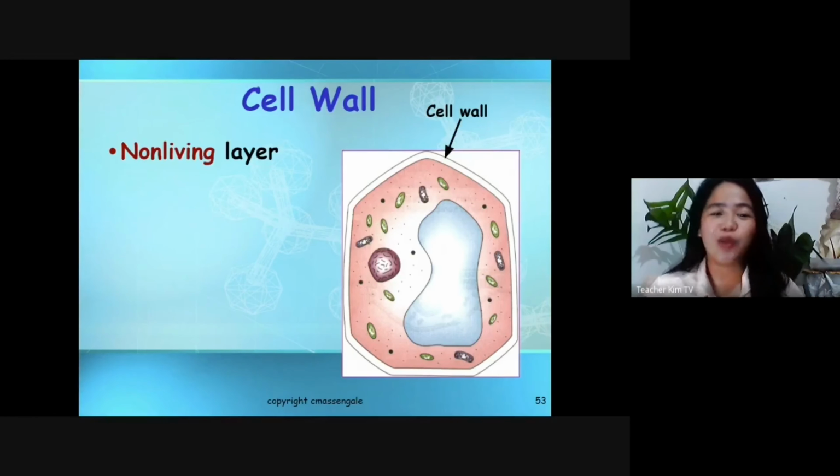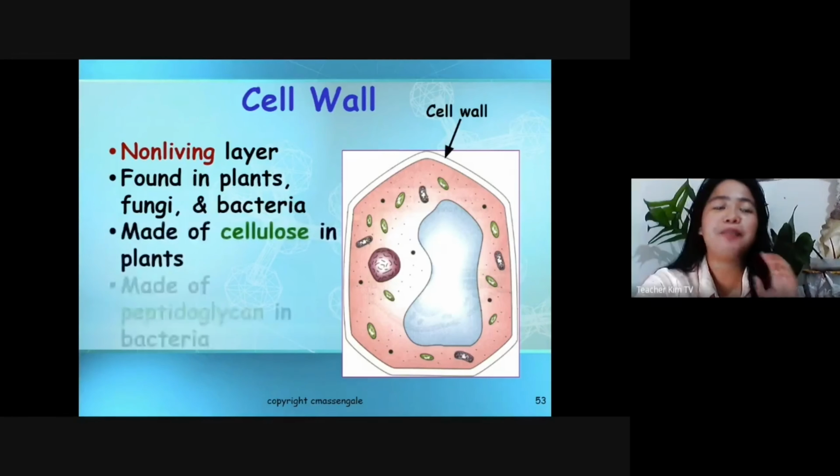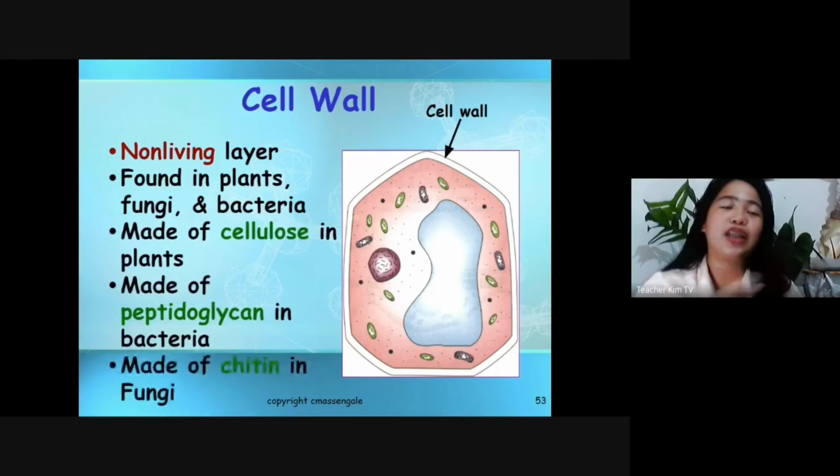Okay, cell wall tayo. So, cell walls are non-living layers found in plants, fungi, and bacteria. They are made up of cellulose in plants. So, ito yung dapat nyong tandaan. So, pag plant cell, their cell wall is made up of cellulose. For bacterial cells, their cell walls are made up of peptidoglycan. And for fungi, their cell walls are made up of chitin.